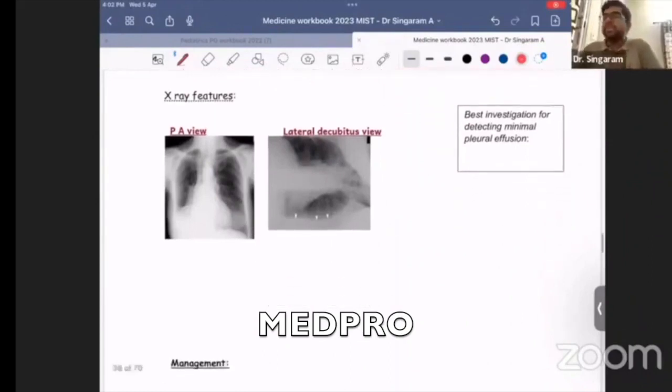Finally, we come to the X-ray aspects. I think these are all radiology questions which can definitely be asked in your exams. Is the radiology section over? Okay, right. First, I will tell you about the X-ray features.